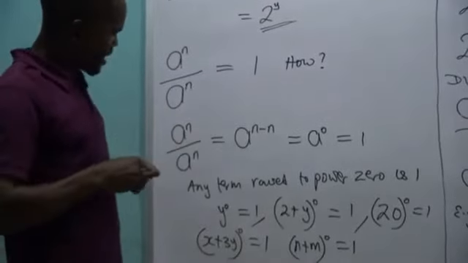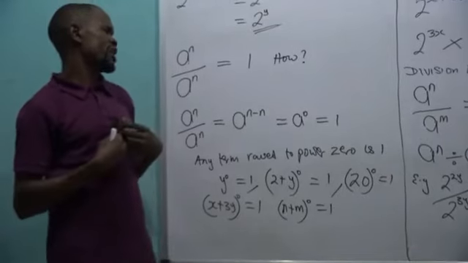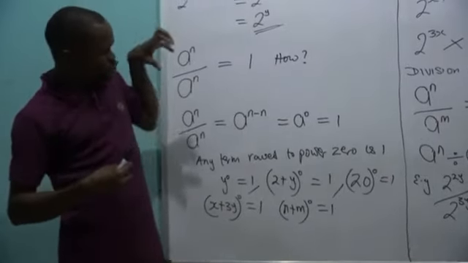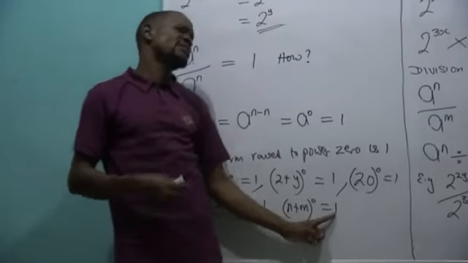So what are we going to achieve here from this? What this is trying to give us here is that we can use any base raised to power 0 to represent 1.